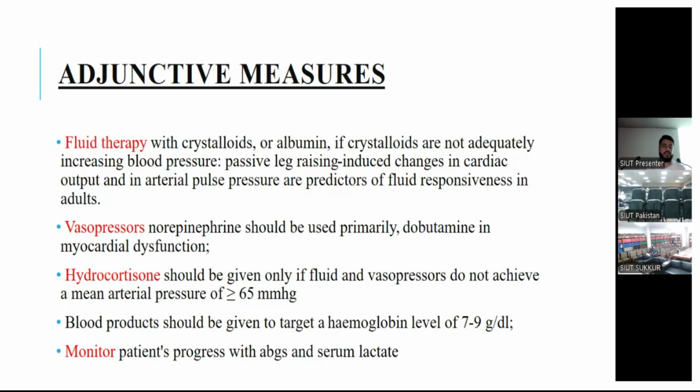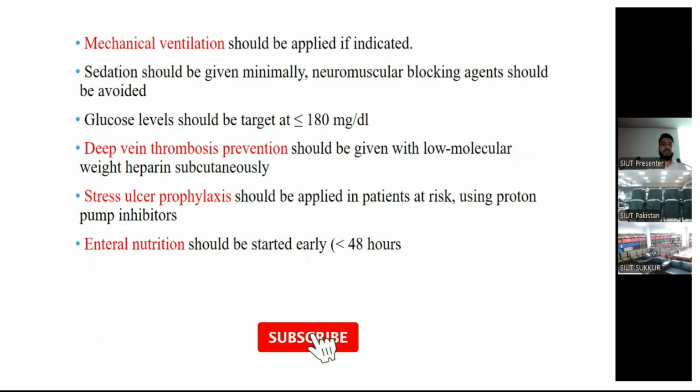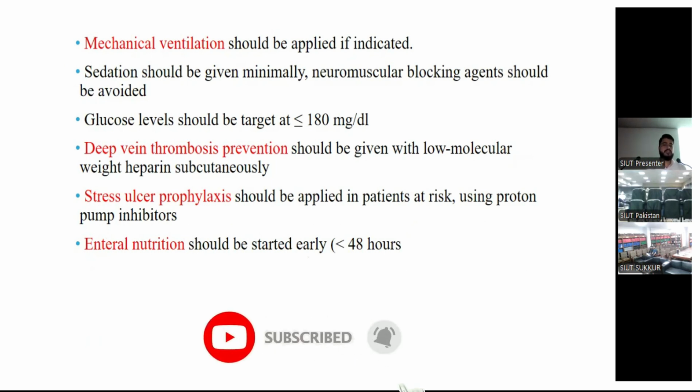Blood products should be given to target a hemoglobin level of 7 to 9 gram per deciliter, and monitor the patient's progress with ABGs and serum lactate. Mechanical ventilation should be applied if indicated. Sedation should be given minimally, and neuromuscular blocking agents should be avoided. Glucose levels should be targeted at 180 milligram per deciliter or less, and DVT prevention should be given with low molecular weight heparin. Stress ulcer prophylaxis should be applied in patients at risk using a PPI, and enteral nutrition should be started within 48 hours.